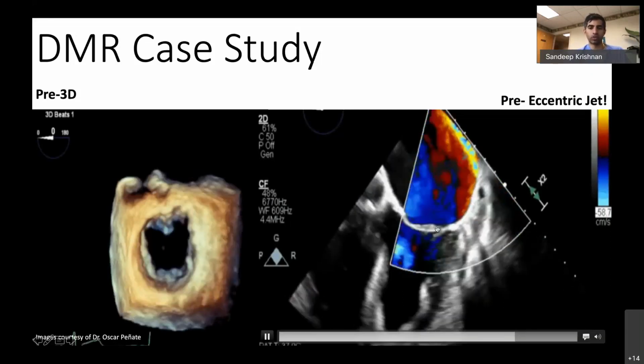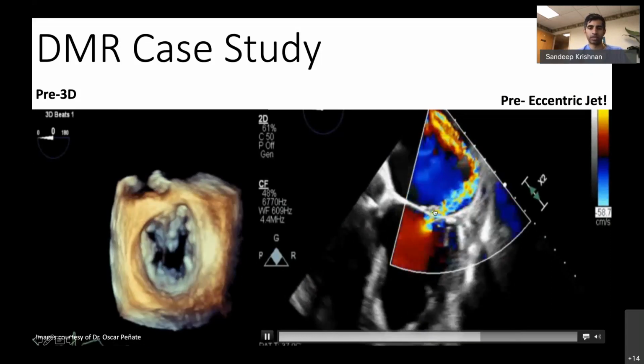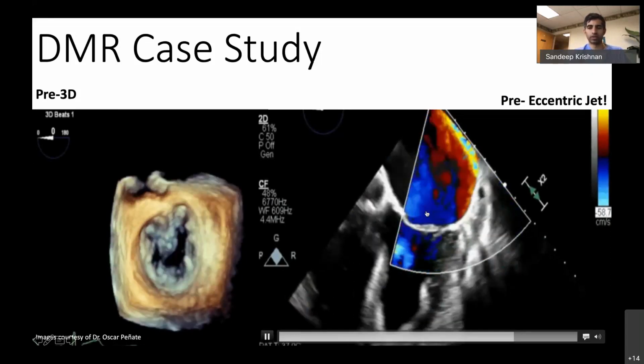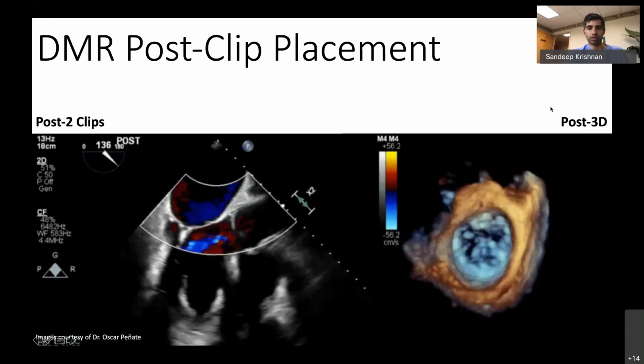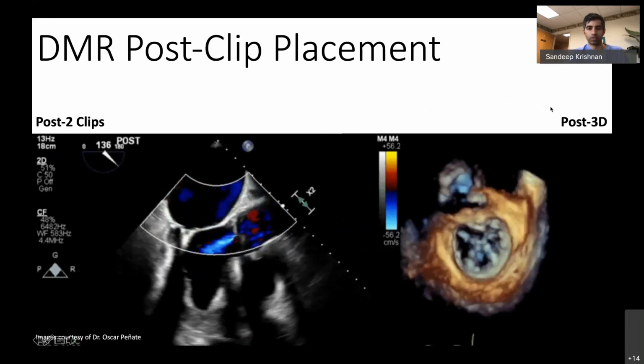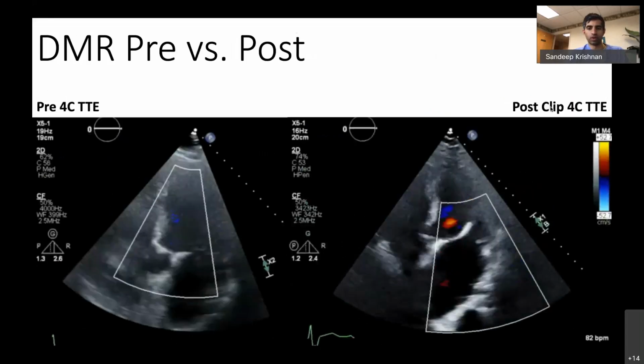So the goal with this is to basically clip this portion of the diseased leaflets together. And that's exactly what we did. We actually ended up putting 2 clips in, right where the issue was, and this guy ended up having almost no MR the next day.